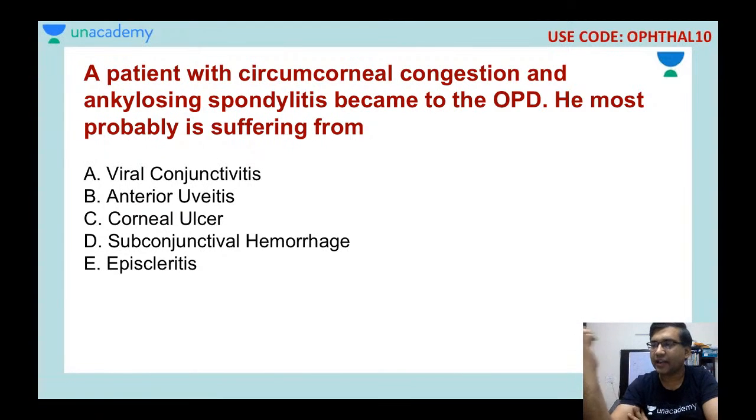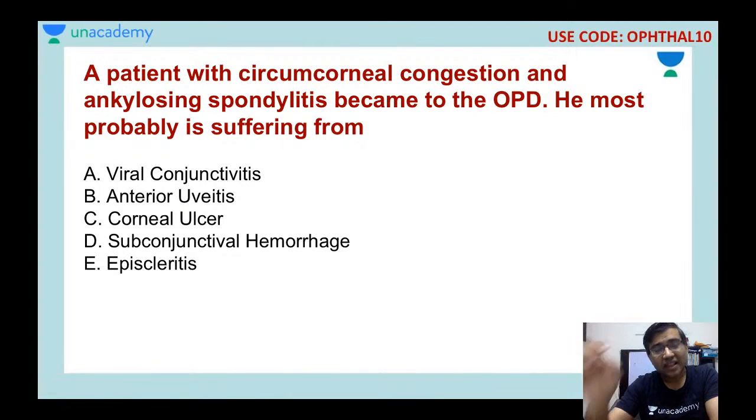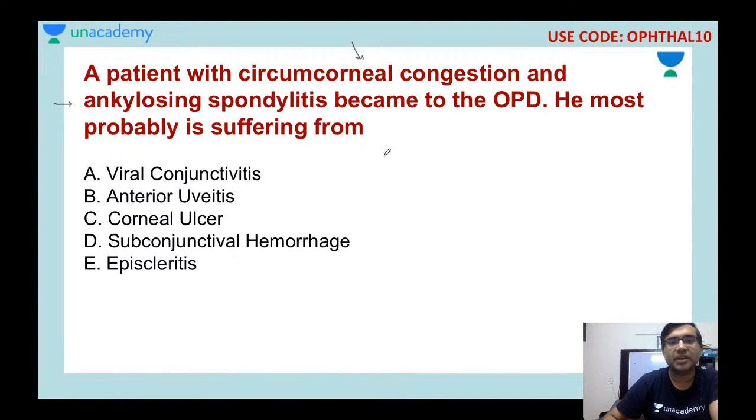How the clinical scenarios of this would be different, and through this we would basically prepare for the PG exam also. So now see, gone are the days of the one-liner. Now you would be getting systemic ophthalmology and clinical based questions. So my first question is, a patient with circumcorneal congestion and ankylosing spondylitis came to the OPD. He most probably is suffering from which of the following? Try to answer.